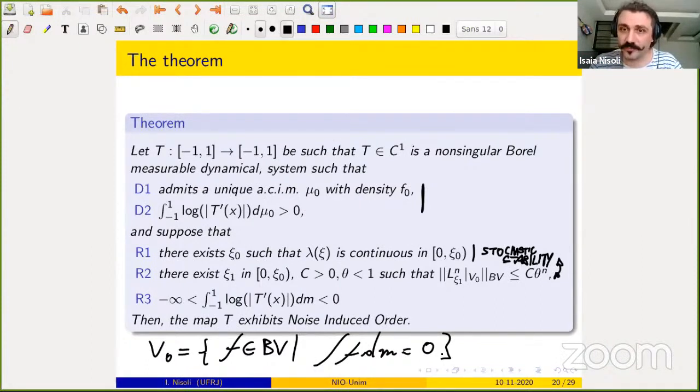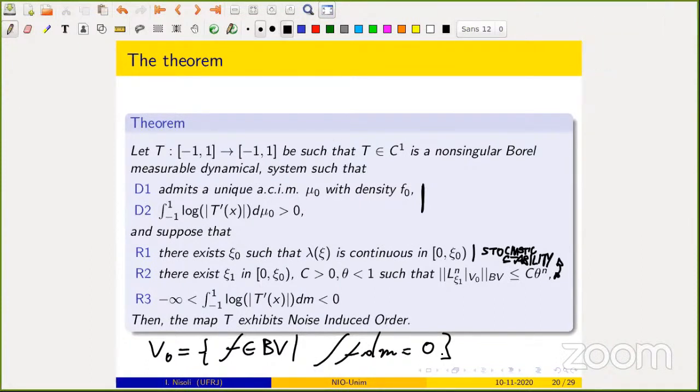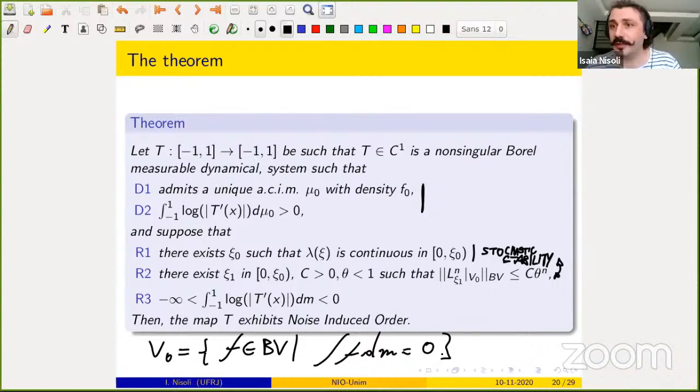With respect to Lebesgue or with respect to the invariant measure? With respect to Lebesgue. Exactly. Since F is a density, if you take the stationary measure, the integral of F with respect to Lebesgue is going to be one, okay? So everything that has integral zero is, in some sense, in the orthogonal complement, okay? Sorry, one more question.